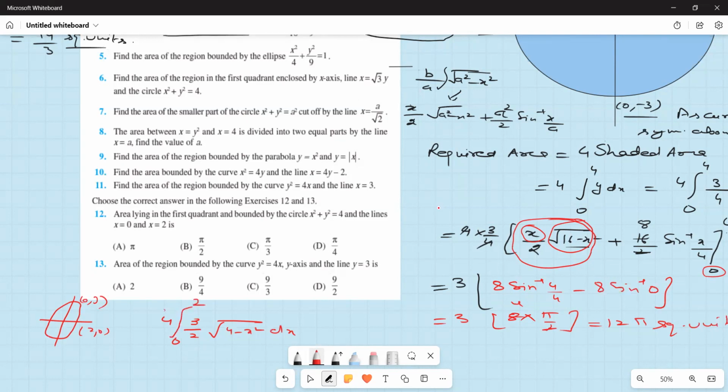4 times integral 0 to 2, 3 by 2, because I just told you this is b by a square root of a square minus x square. So that is your y dx. So integrating it, you will get the answer. Same way.